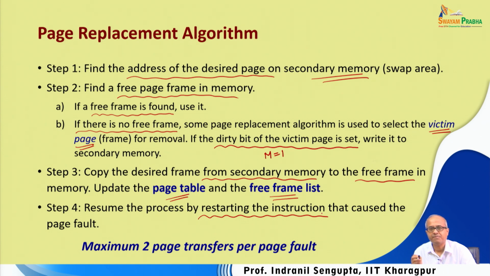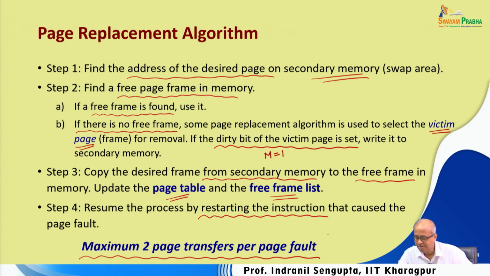So, one thing you see here is that for every page fault, there can be a maximum of 2 page transfers. Page transfer means I am saying between memory and disk. So, there can be maximum 2. There will be one mandatory read because you are reading a page, but if a page is dirty, you may also have to write. So, this is the point to note, that in the worst case you may have for every page fault 2 disk accesses, one for a page read, one for a page write.